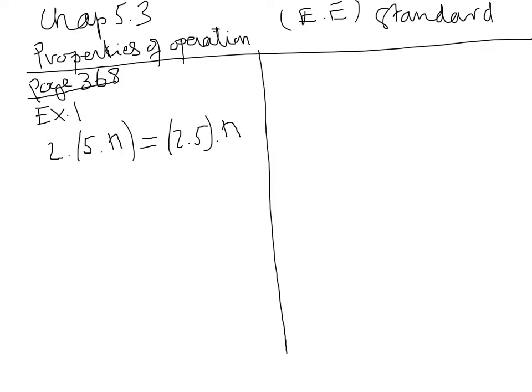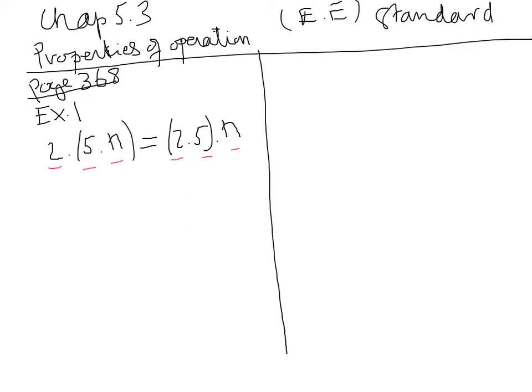Now, let's examine each side of the equation. In the first side, we have 2, 5, n. And in the second also, we have 2, 5, n. If you look at it, it's the same numbers in the same order. Nothing changes. Everything is still the same. The only thing that changed is the grouping, the parentheses. In the first one we have 5 times n, and in the second one it is 2 times 5.